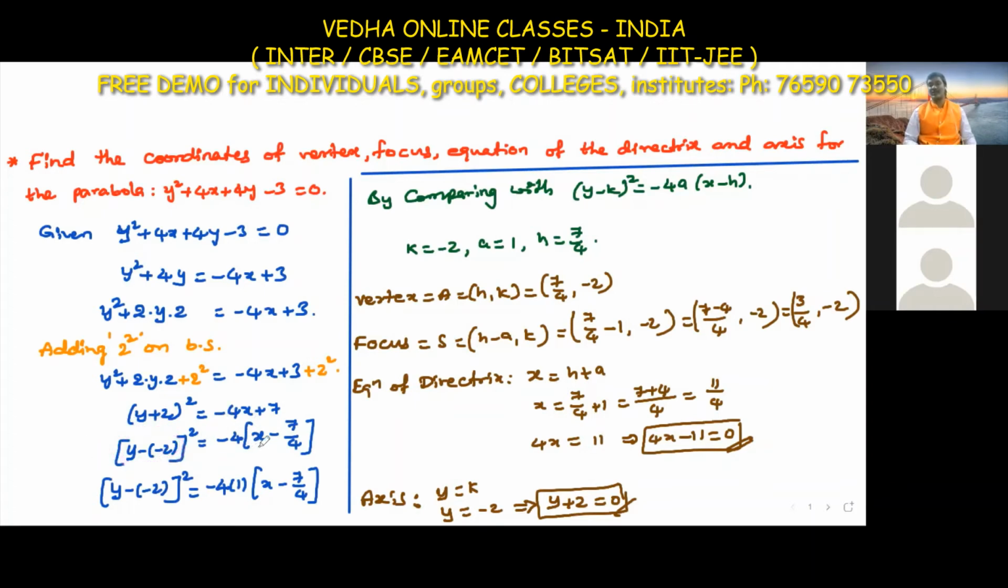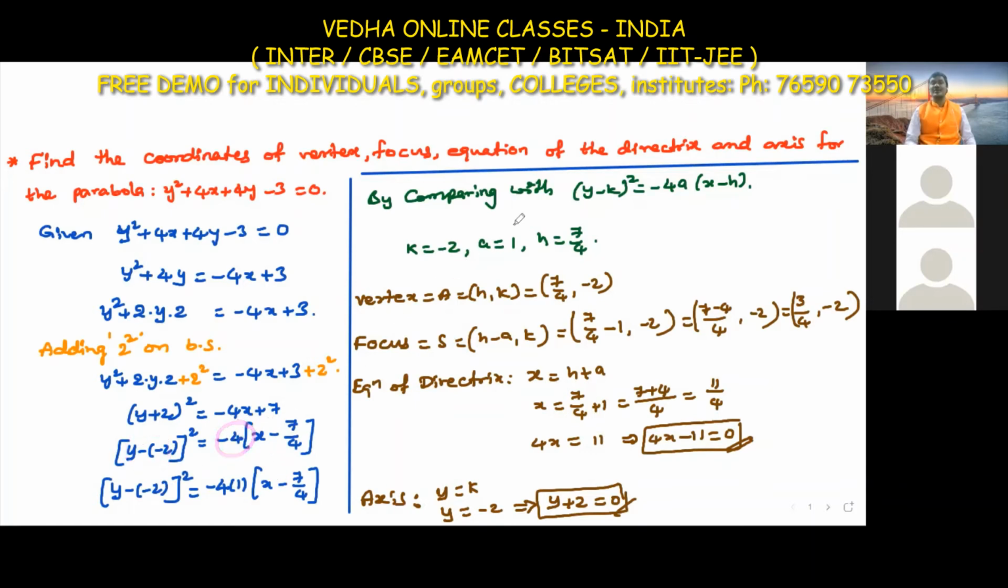Minus 4 I am taking common, so into x minus 7 by 4. We took minus also common, that's why the plus term becomes minus and the minus term becomes plus. Now why are we writing like this and why are we taking common?